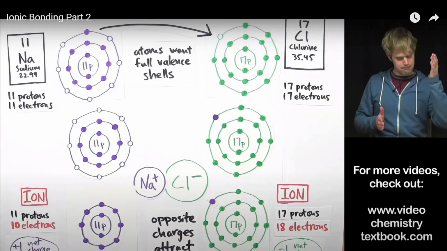So we still have 11 protons, but now we have 10 electrons. That's 11 positives and 10 negatives. And that means we have one more positive than negative, which gives us a +1 charge. The chloride still has 17 protons, but it gained 1 electron. So it's got one more negative than positive, so its overall charge is -1. And then once you have that positive and negative, the opposite charges attract. Okay?